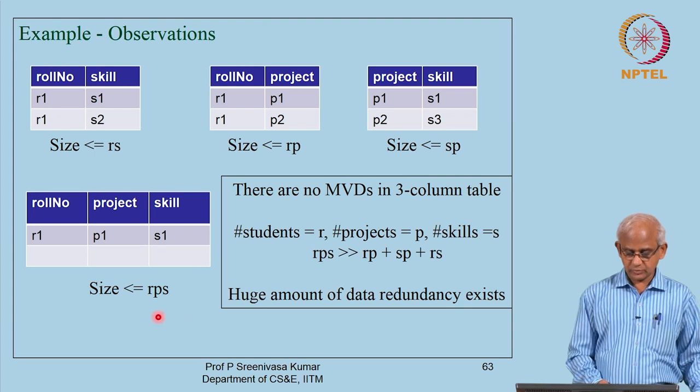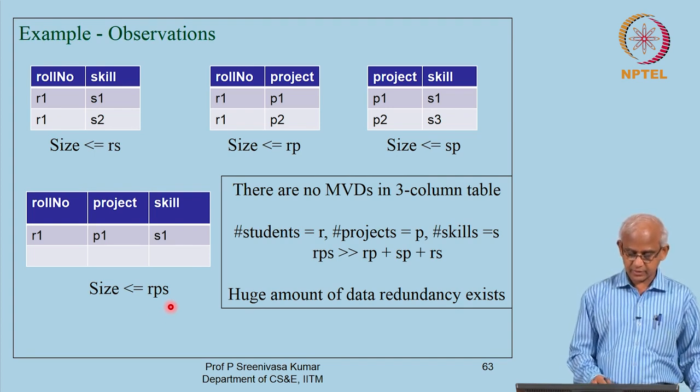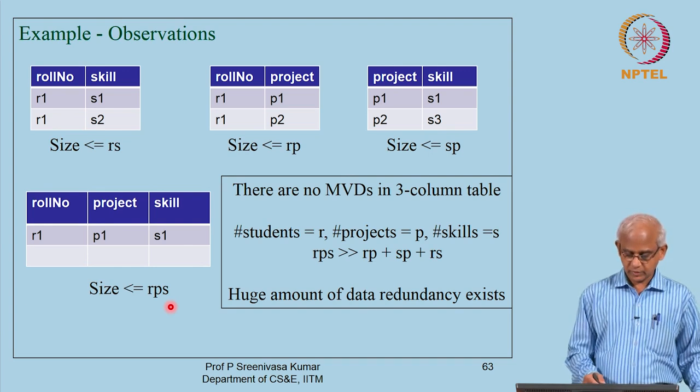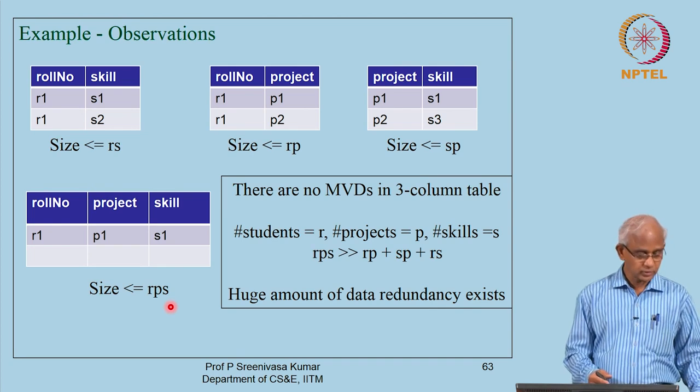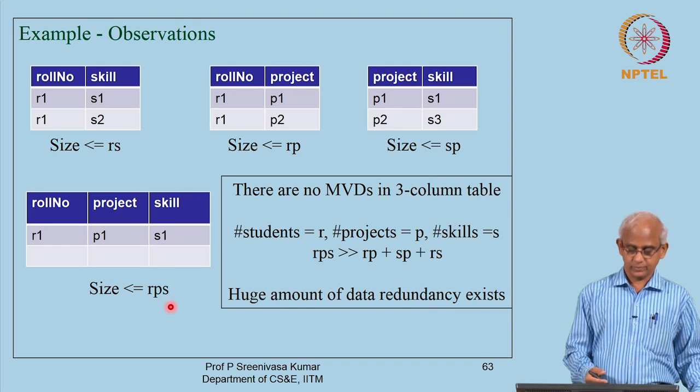These joint dependencies are very difficult to detect in practice, and it might actually not occur. So, most of the time we will focus on obtaining designs that are in fourth normal form.